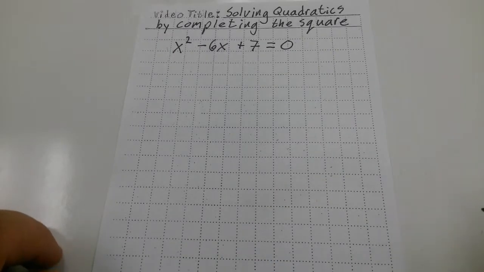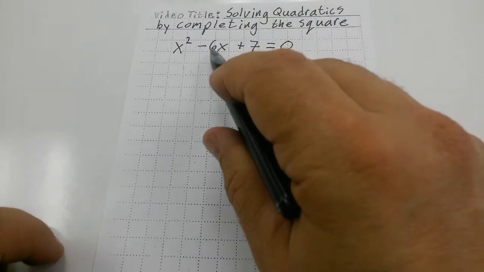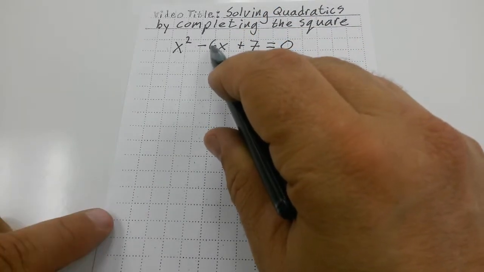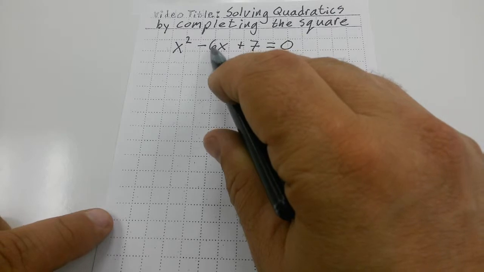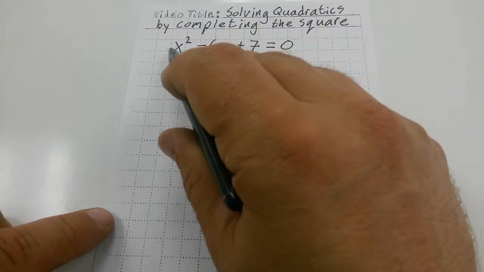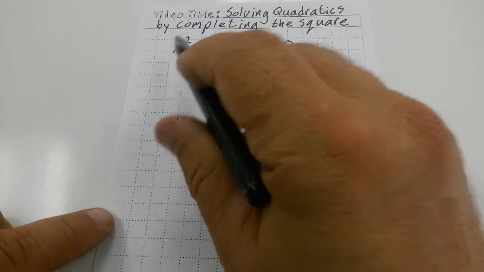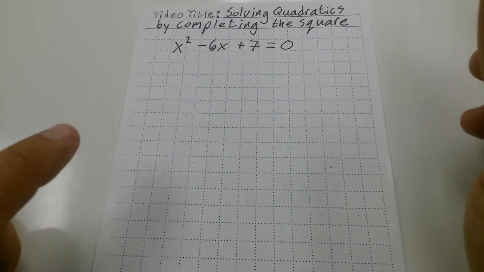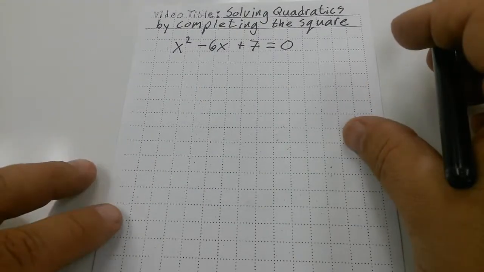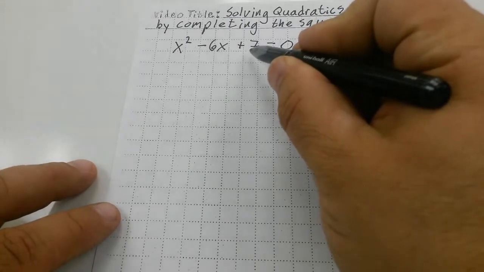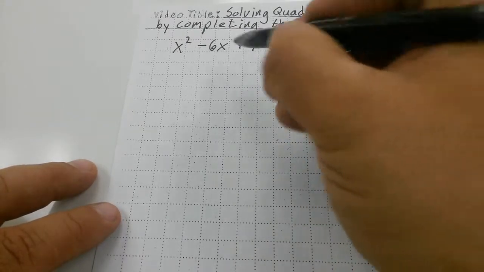This is another example of completing the square. It's actually a simpler version because, again, the middle term, the b term, is even, and there's no leading coefficient in front of the x squared. So this is going to be a little bit more elementary version of completing the square. First thing you want to do is kick that 7 over to the other side.